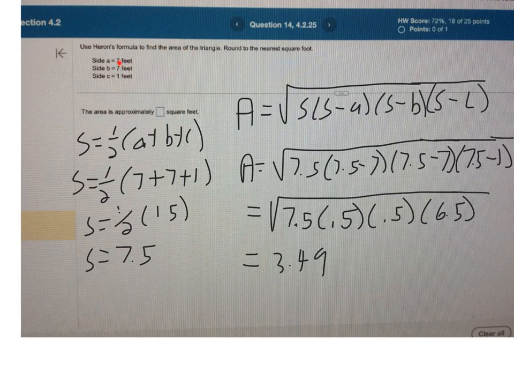So you substitute in 7, 7, and 1. That sums to 15. You take half of it, that's 7.5. So that's S here. You put S in, there are 4 S's, so you put that in 4 places.